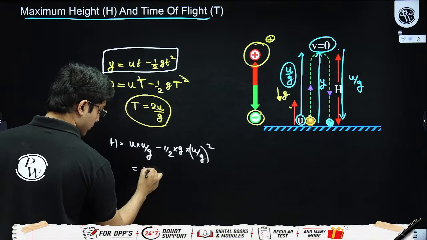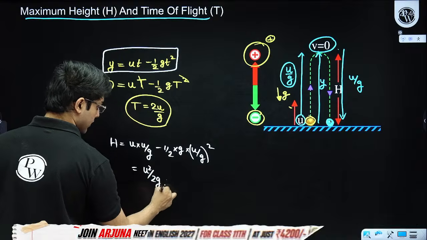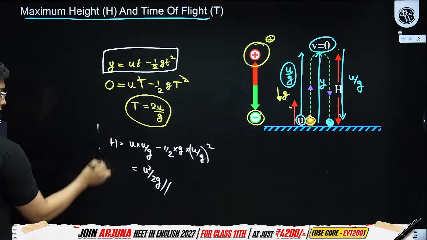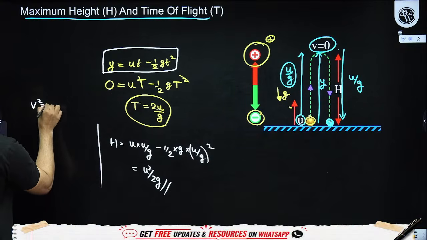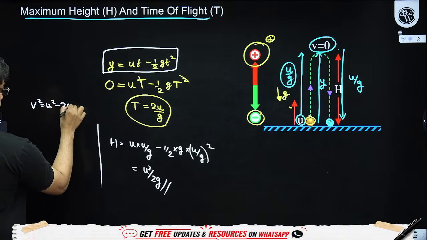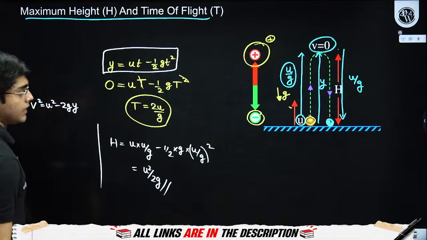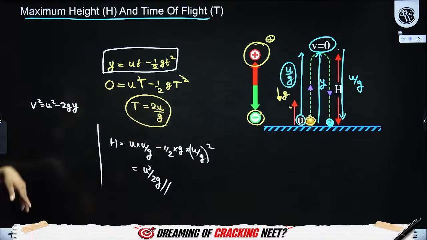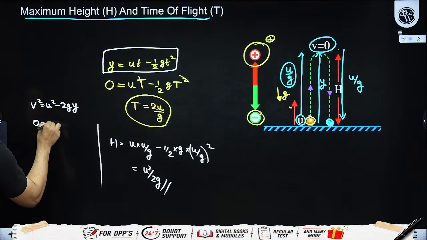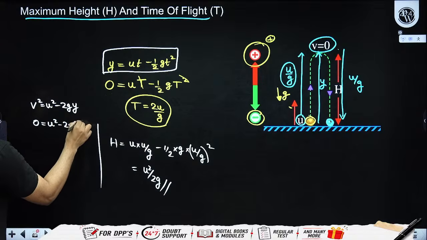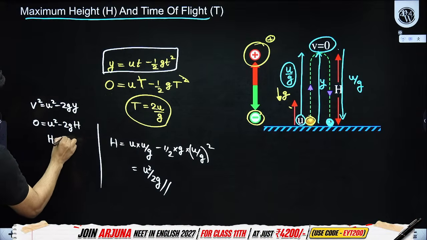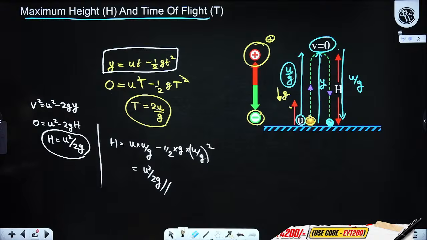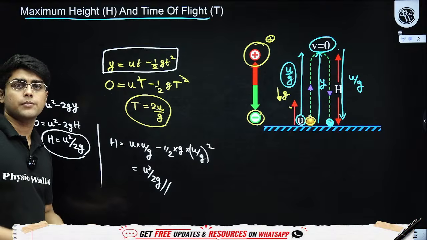So this will be u square by 2g. There is also another way to derive the same relation. You can use v square equal to u square plus 2as, and here it will be minus 2gs. At the topmost point, you can put the speed equal to 0, because at maximum height, speed will be 0. From here also you will get the same result, u square by 2g, which is going to be the maximum height.